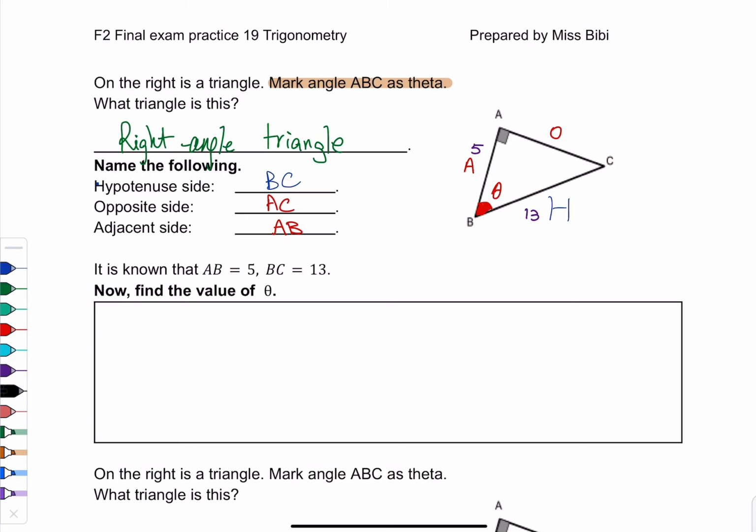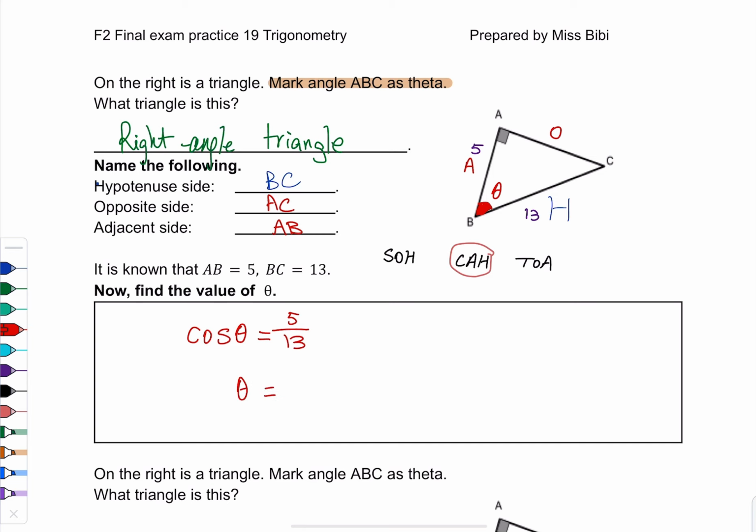Before that, let's use our hint. Our hint is SOH CAH TOA. And now I have the A, I have the H. So that means I can use cosine. So I will use cosine theta equals A over H. A is 5, H is 13.